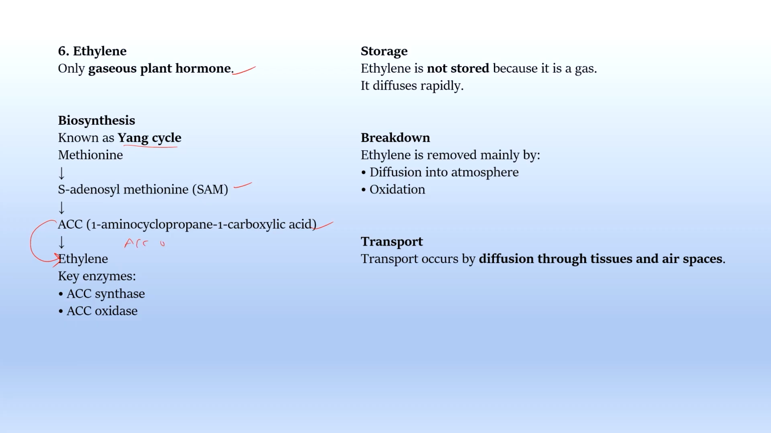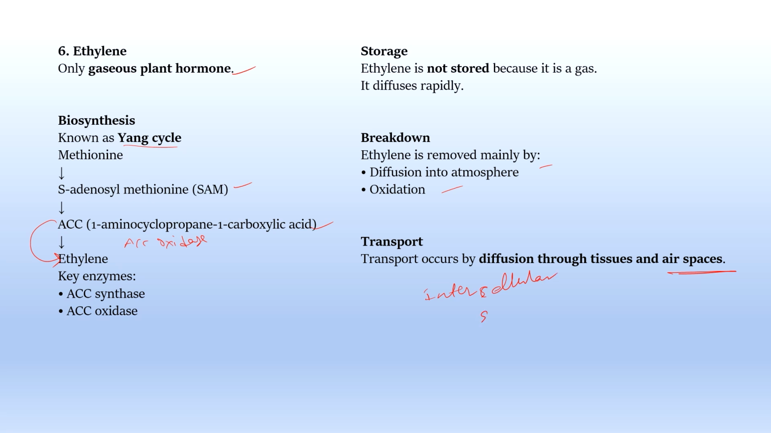Storage. There is no storage for ethylene because it is in gaseous form. Breakdown. Because it is a gas, it can diffuse into the atmosphere and get removed from the plant. It can also be removed by oxidation process. Transport. Because it is a gas, it is transported through air spaces. So diffusion happens through intercellular air spaces.